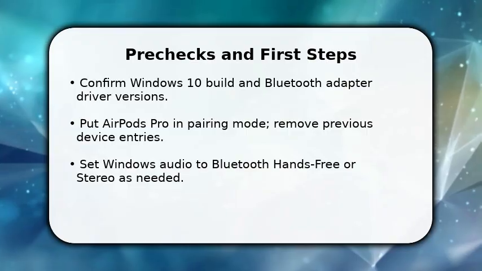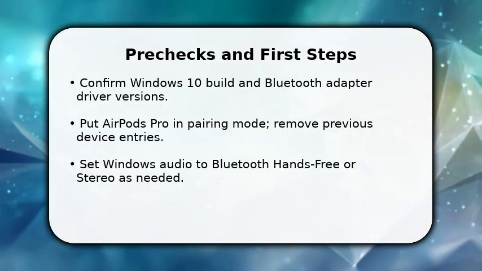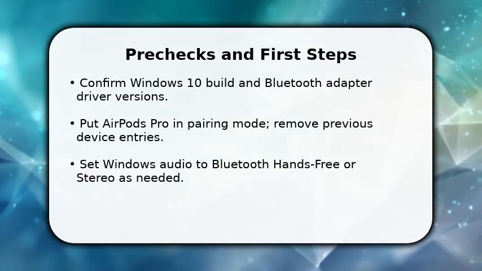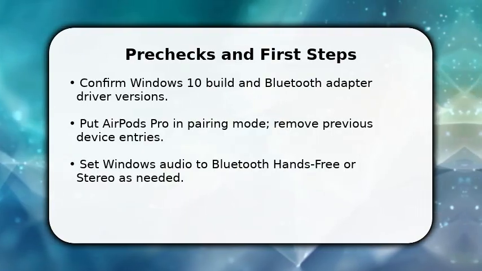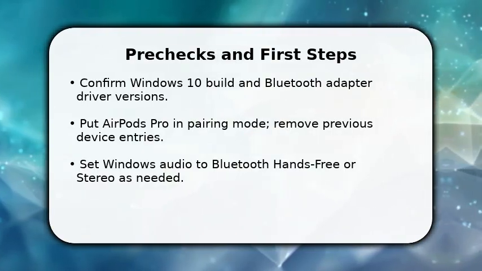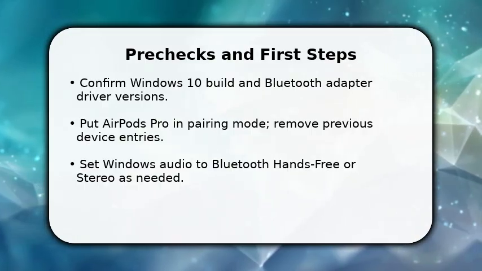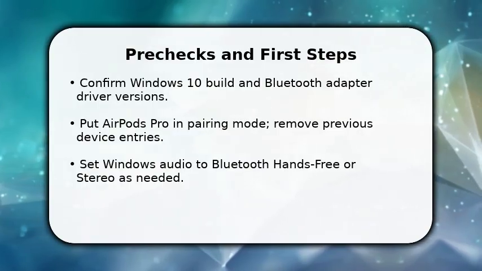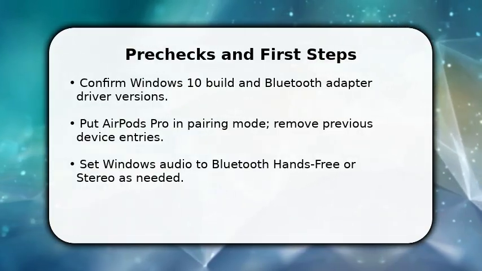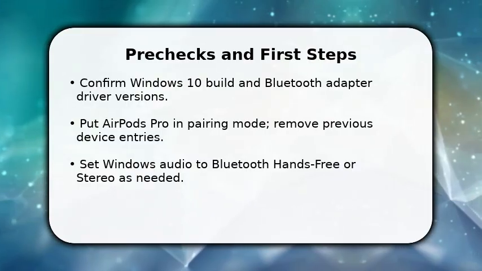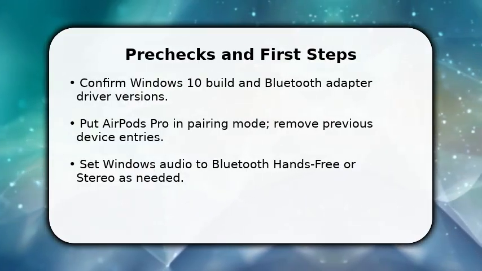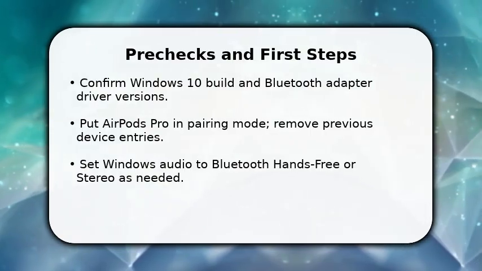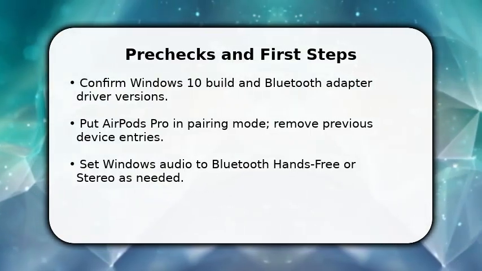You'll start by confirming basics that directly affect sound. Check Windows 10 build and the Bluetooth adapter driver, and update if behind. Once done, put the AirPods Pro in pairing mode and remove old pairings so the OS negotiates fresh codecs. Make sure Windows audio output is set to the Bluetooth stereo profile if you want high-quality music, versus hands-free, which prioritizes calls. This avoids the common low-fidelity trap and primes your system for precise settings next.